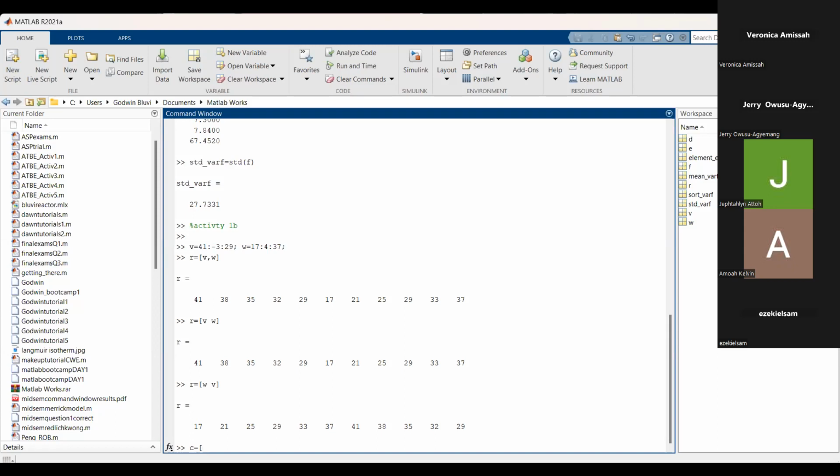Jerry says to separate by a semicolon when inputting the elements into the array. So you input the data for one, then a semicolon, then the data for the next, then a semicolon, all in square brackets. Okay, that's fine. So let's try that to see if it works out. So Jerry is saying we should do V semicolon W. Jerry, this is what you're saying we should do, right?